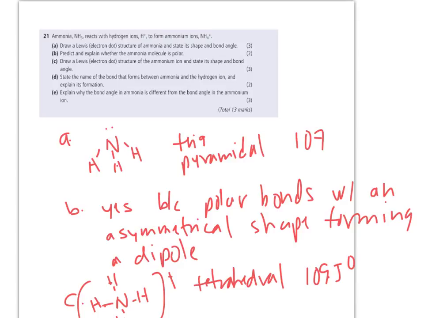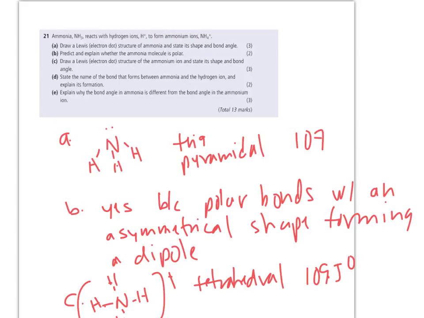B, predict and explain whether the ammonia molecule is polar. Yes, it is, because it has polar bonds with an asymmetrical shape, so that's going to form a dipole, or a positive and negative end. In fact, it's going to be a very strong polar bond, what we call a hydrogen bond, when it attracts itself with intermolecular forces.